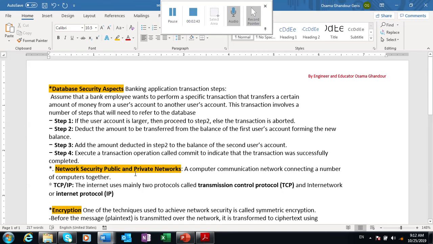In step 3, he adds the amount which is discounted from the first user to the second user account. Okay, and then he gives you in step number 4, after executing the transaction provision, a comment to indicate that the transaction was successfully completed.